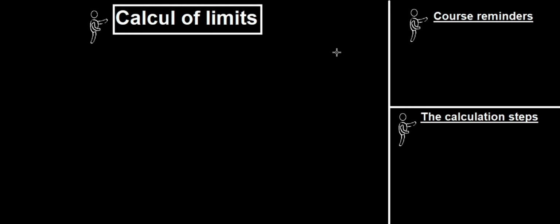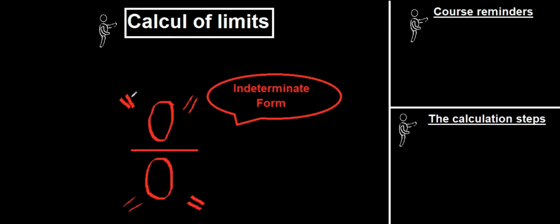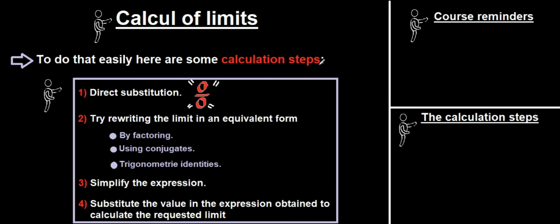In this video, we will see how to calculate the limit of a rational function that gives the indeterminate form 0 divided by 0. To do that easily, here are some calculation steps. Step number 1. Make direct substitution and verify getting the indeterminate form 0 divided by 0. Step number 2. Try rewriting the limit in an equivalent form by factoring, using conjugates, or trigonometry identities. Step number 3. Simplify the expression. And step number 4. Substitute the value in the expression obtained to calculate the requested limit.